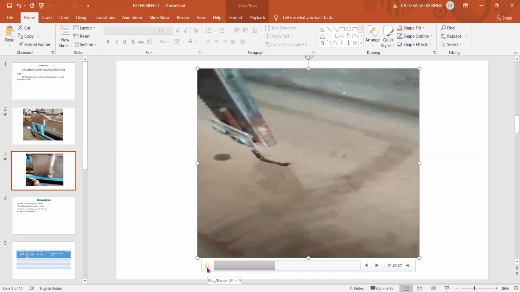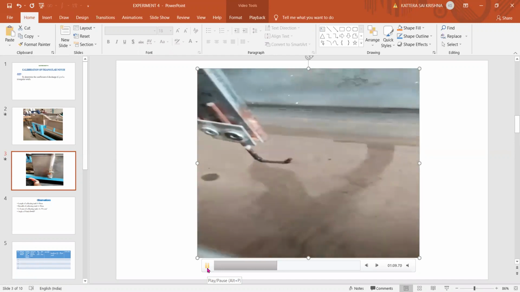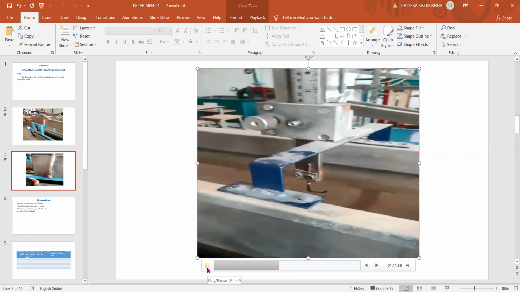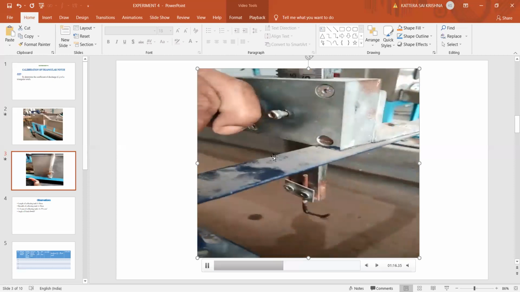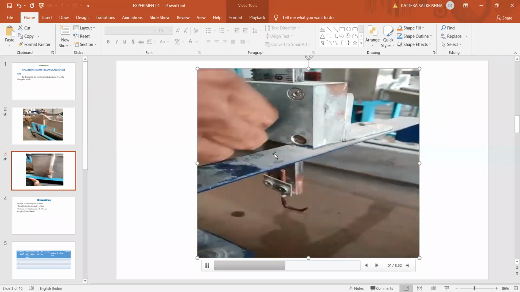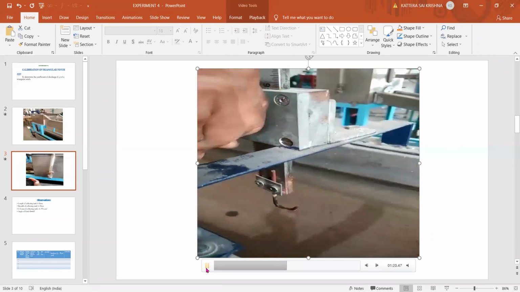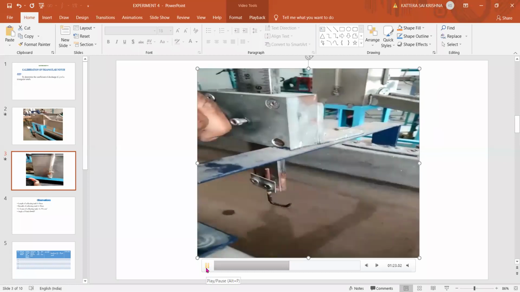The pointer is immersed here again. So we need to lift the pointer. Then note down the reading. Either you can take all the readings at the top or all the readings at the bottom because we want only the difference of head there. Okay, remember that point. At the top or at the bottom, any one you can take.